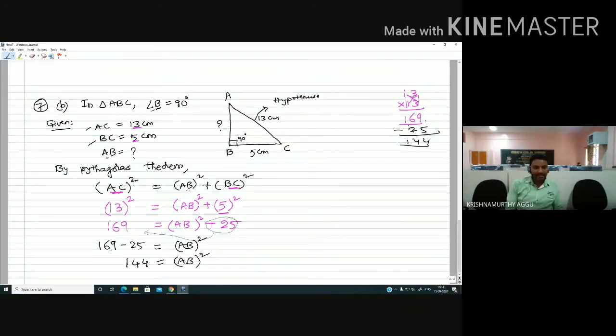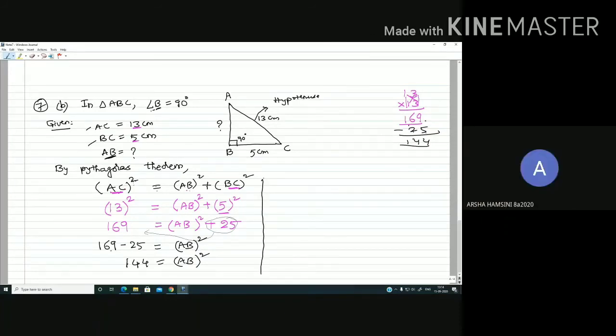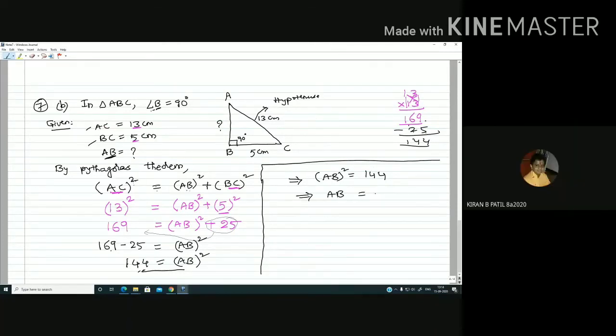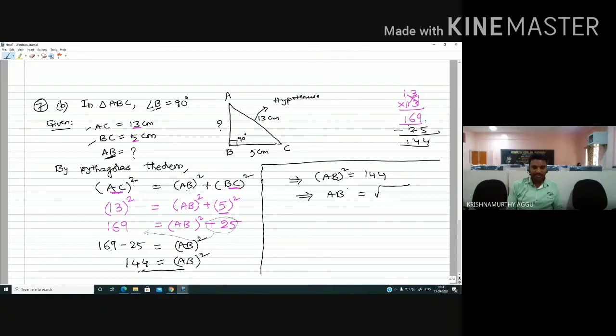We need only AB, we don't want AB square. So what is to be transposed now? The square root. AB square is equal to 144. I need only AB, I don't want that square, so I transpose the square. If you transpose the square to the other side, it will become a square root. After transposing, don't put the square here. What is the number? 144. Square root of 144.